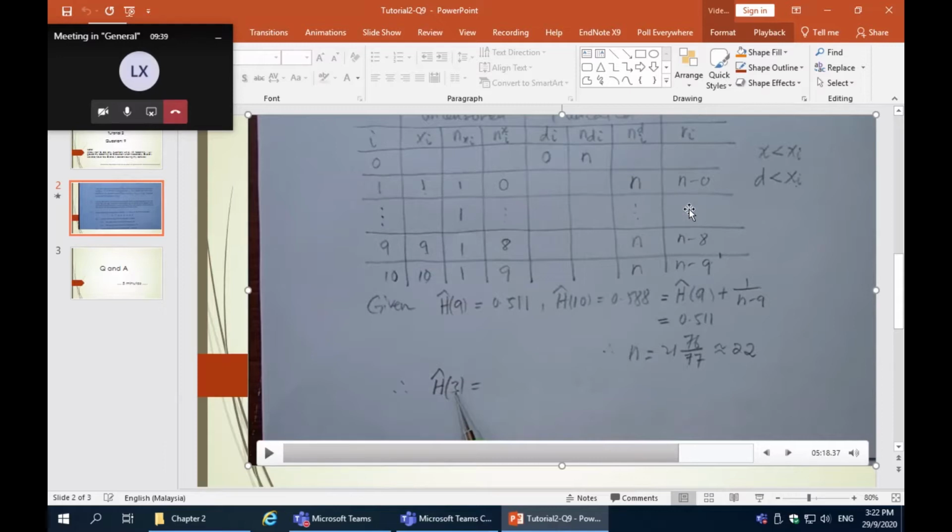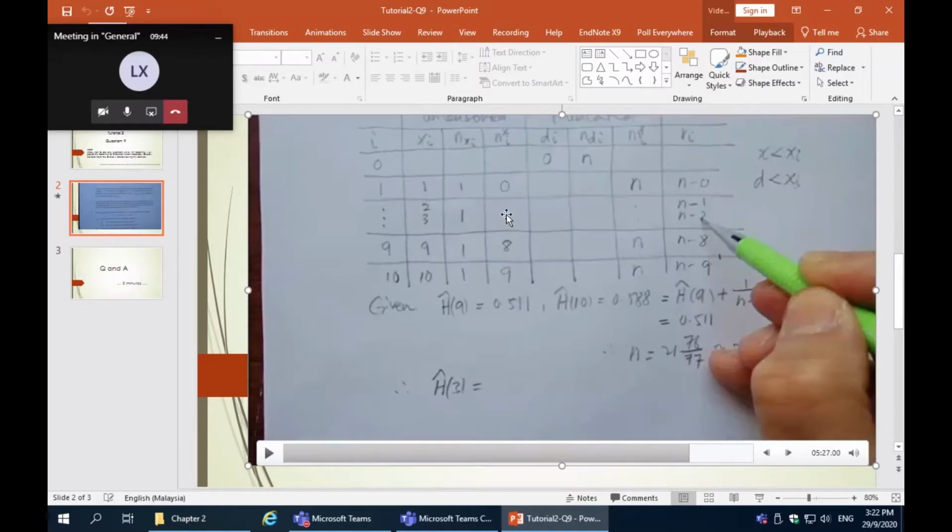Okay, but however, after that, you can see I calculated for the observation 2 and 3, because the question asked to find up to 3. So I need to consider the first 3 uncensored values, that is from n to n minus 2. Okay, so do not mistake that this is blank.